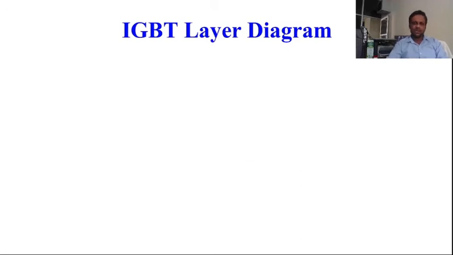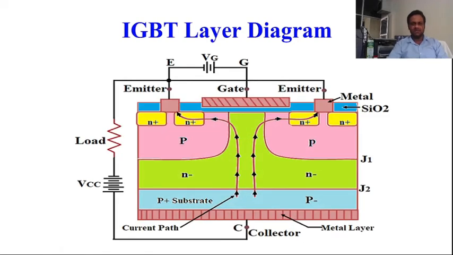If you look at the layer diagram of this IGBT, it is similar to a power MOSFET, but the main difference is that in the MOSFET we use the N plus substrate. In the IGBT we use the P plus substrate. This is the main difference. This P plus layer acts as an injection layer which injects holes into the drift region.